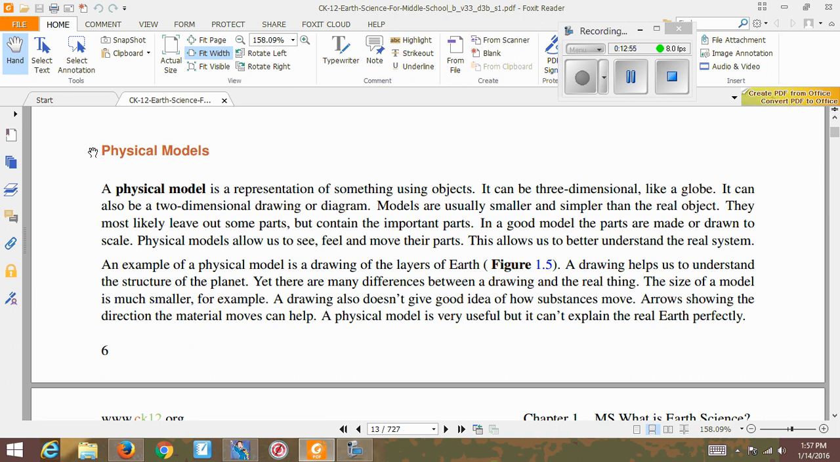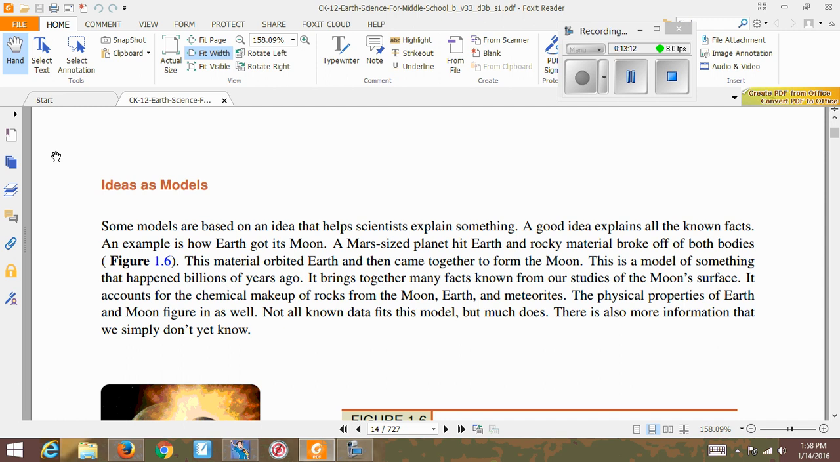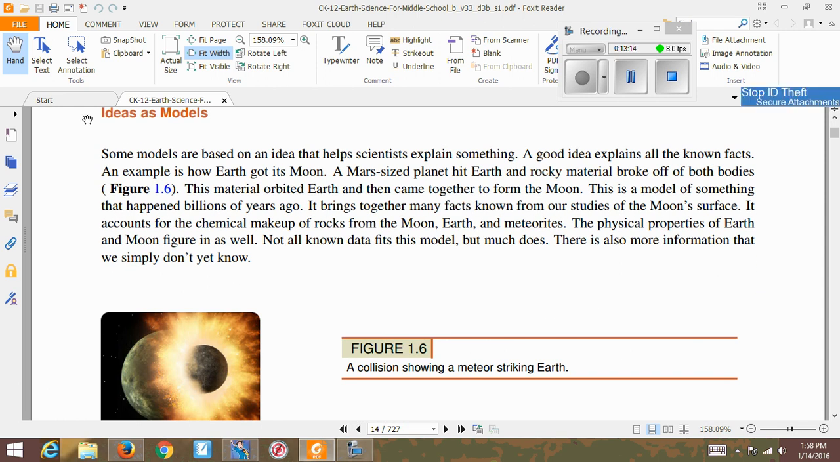Ideas as models. Some models are based on the idea that helps scientists explain something. A good idea explains all the known facts. An example is how Earth got its moon. A Mars-sized planet hit Earth, and rocky material broke off both bodies. The material orbited Earth and then came together to form the moon. This is a model of something that happened billions of years ago.